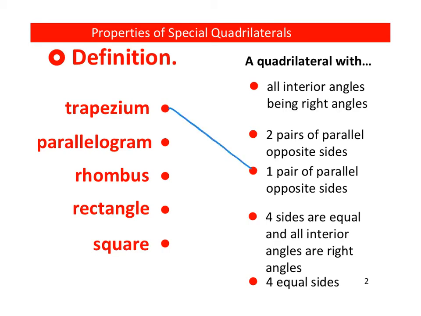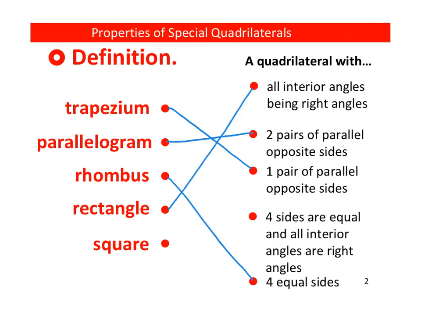A trapezium is a quadrilateral with one pair of parallel opposite sides. A parallelogram is a quadrilateral with two pairs of parallel opposite sides. A rhombus is a quadrilateral with four equal sides.